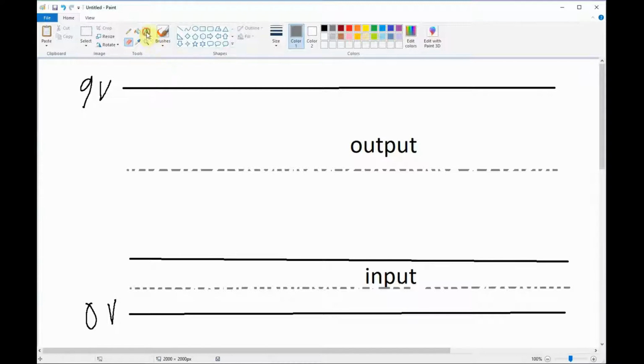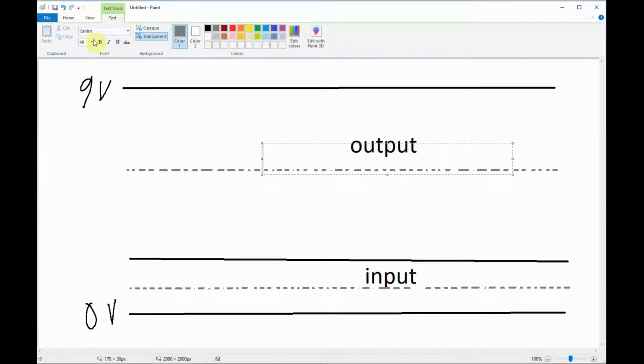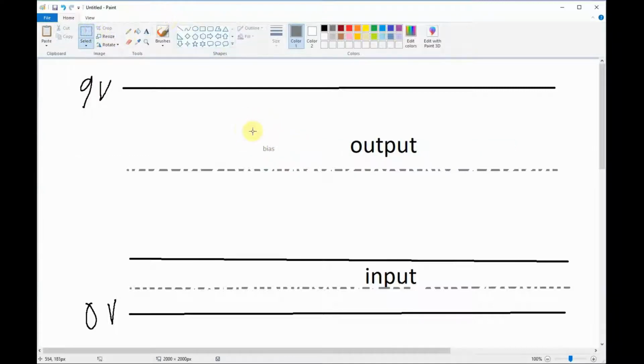But this right here is what you call the bias. It's what this line would be called. Same here, and this would be a bias because it's kind of what your signal rides along.